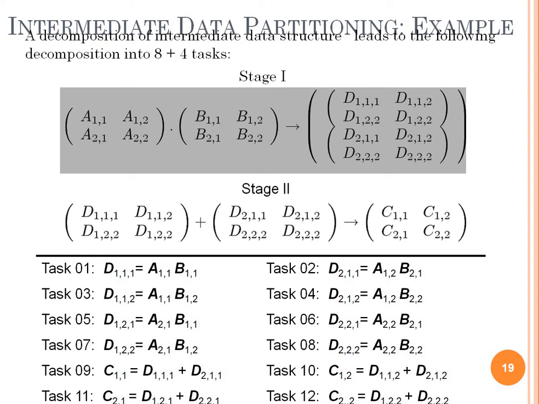So this is the main concept behind intermediate data partitioning. Instead of directly getting the result, one more term is formed, which is called the intermediate term. So this is an example of intermediate data partitioning. Okay, so this is about the data decomposition method.